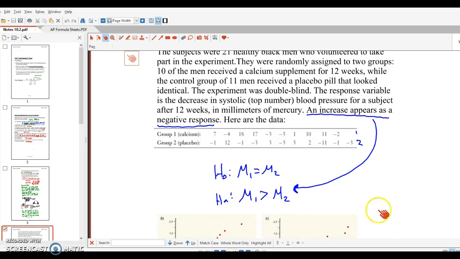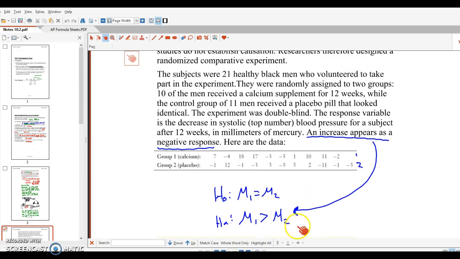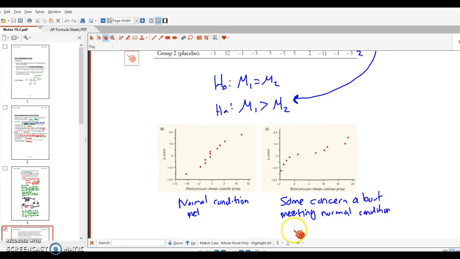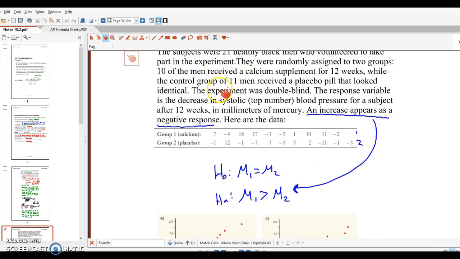Okay, so my null is that there is no difference in the blood pressure between the two groups, and my alternative would suggest that the calcium group would have a bigger negative response than the placebo group, meaning a larger improvement in their blood pressure. Okay, so the men were randomly assigned to their treatment groups.